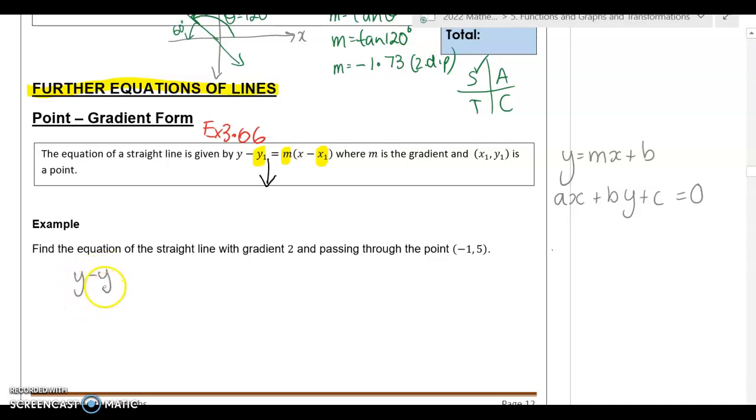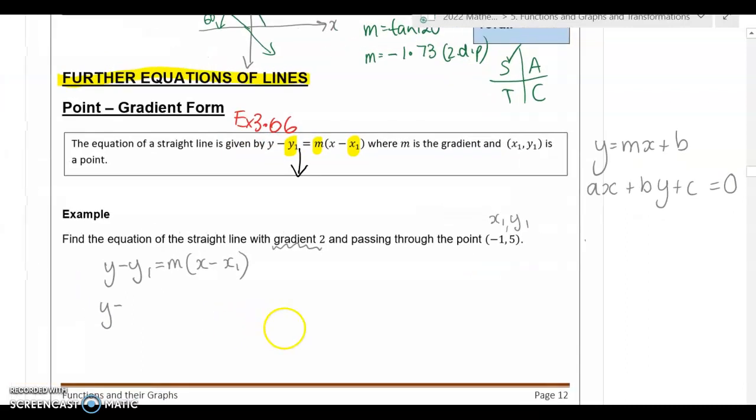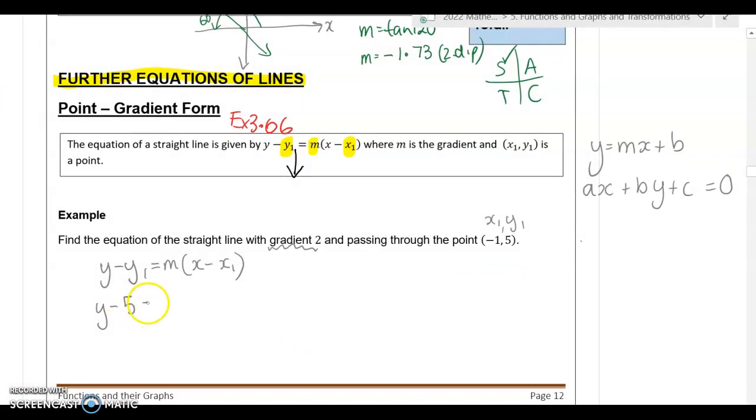So y minus y1 is equal to m times x minus x1. This point here is our x1, y1. Let's pop that in, and we've also got a gradient of 2 there. So popping that straight into our equation, we get y minus y1, which is 5, is equal to m, which is 2, outside of x minus our x1, which is minus 1, and that's going to be minus minus 1, so that will become a plus 1 in that bracket.